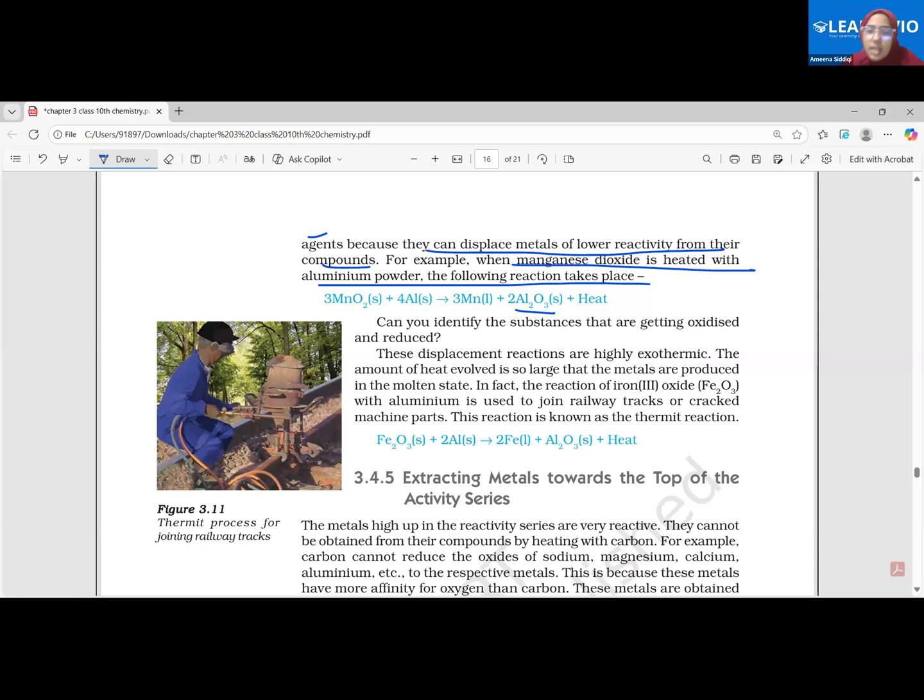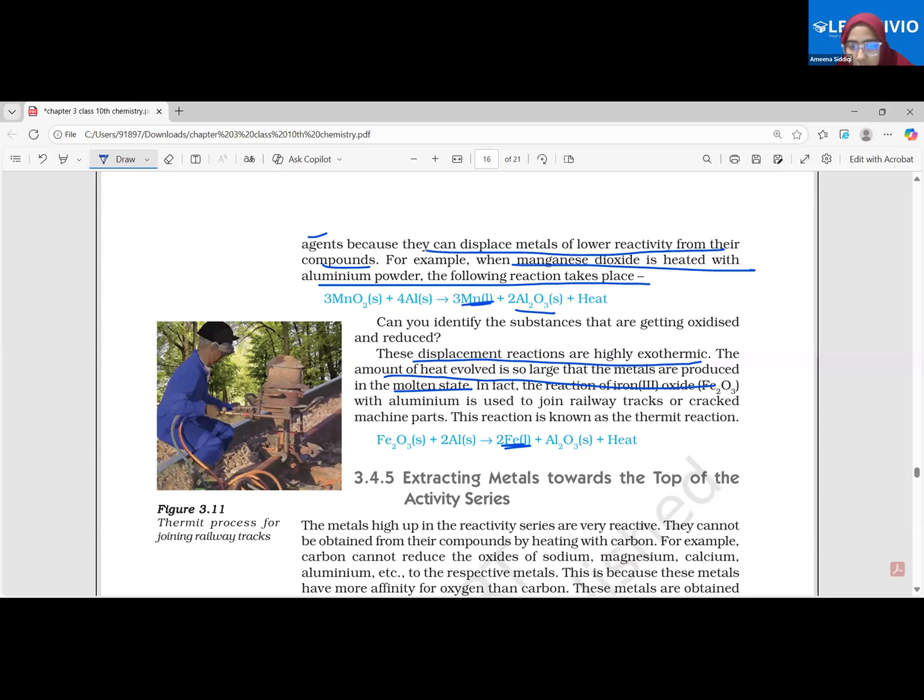Good. These displacement reactions are highly exothermic. That means a large amount of heat is evolved, released. The amount of heat evolved is so large that the metals are produced in the molten state. See, here we see the metals in the molten state. Here also we see the metal in the molten state. This is a very important point.